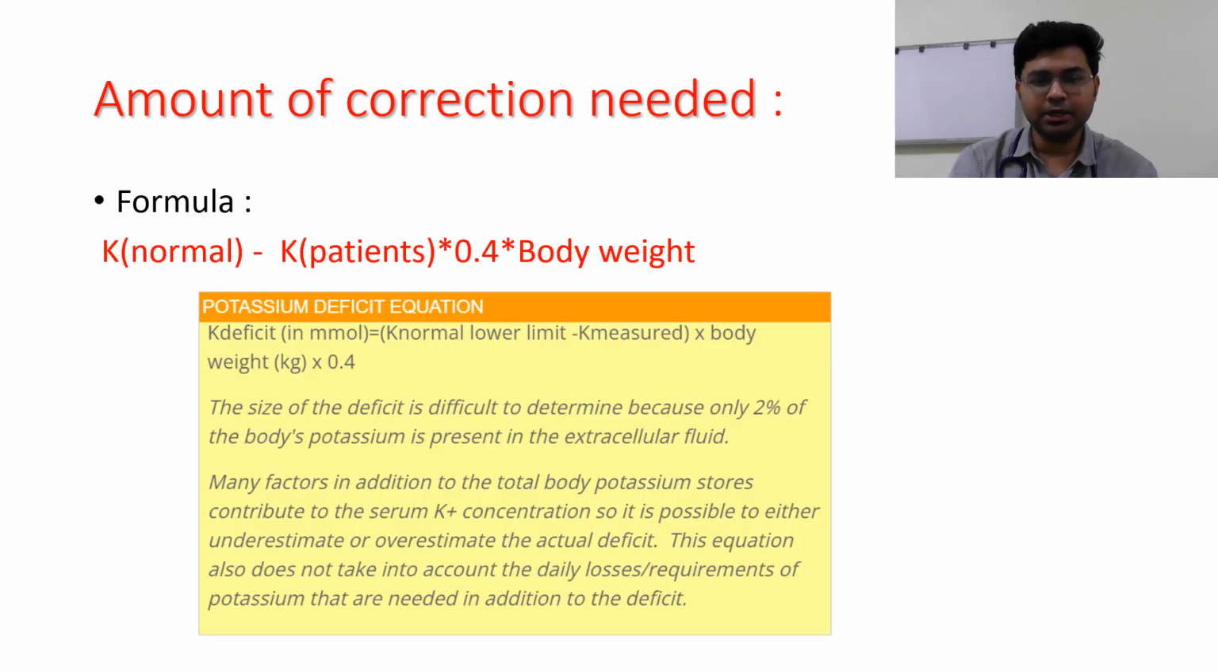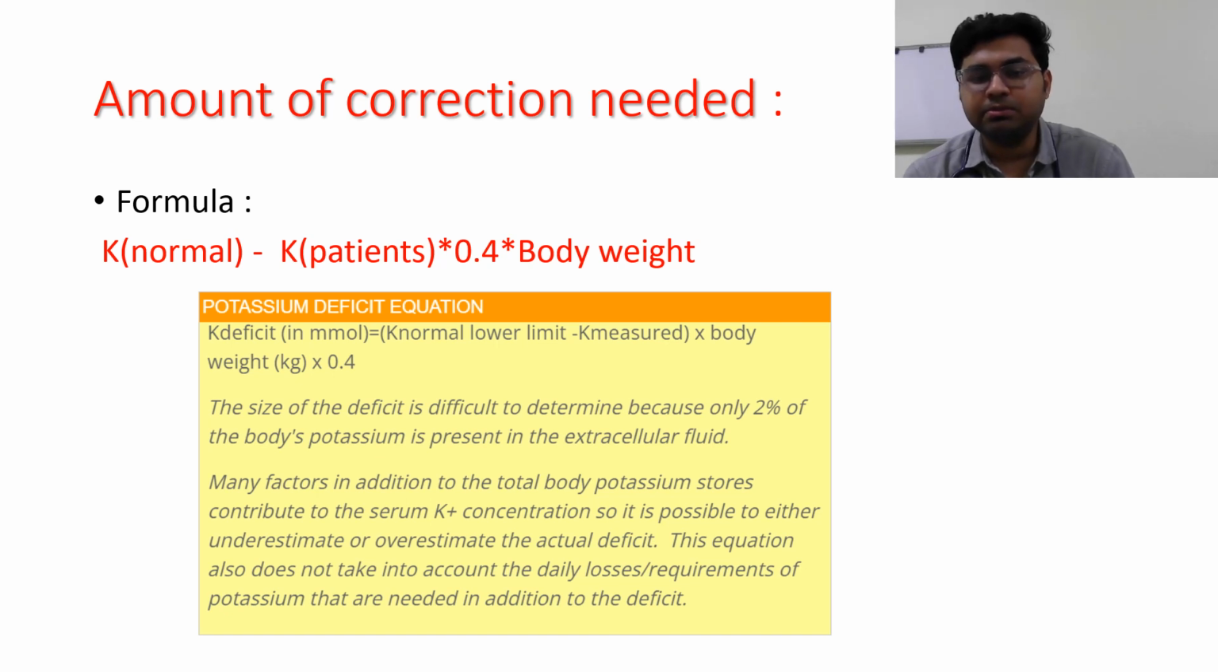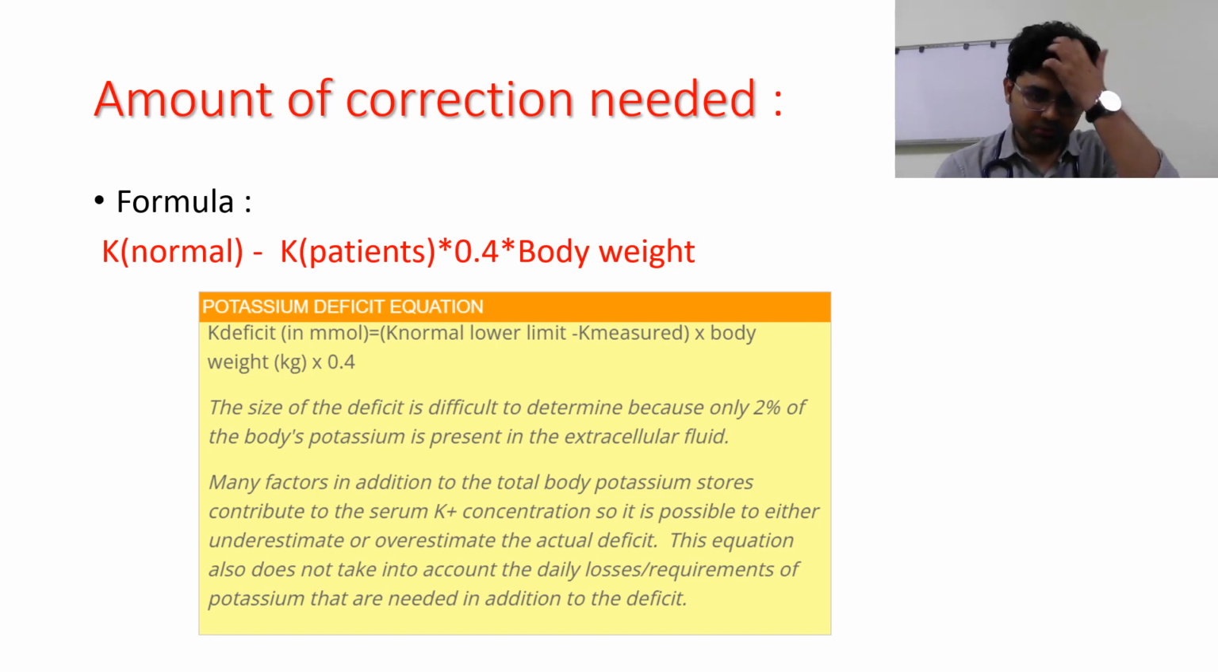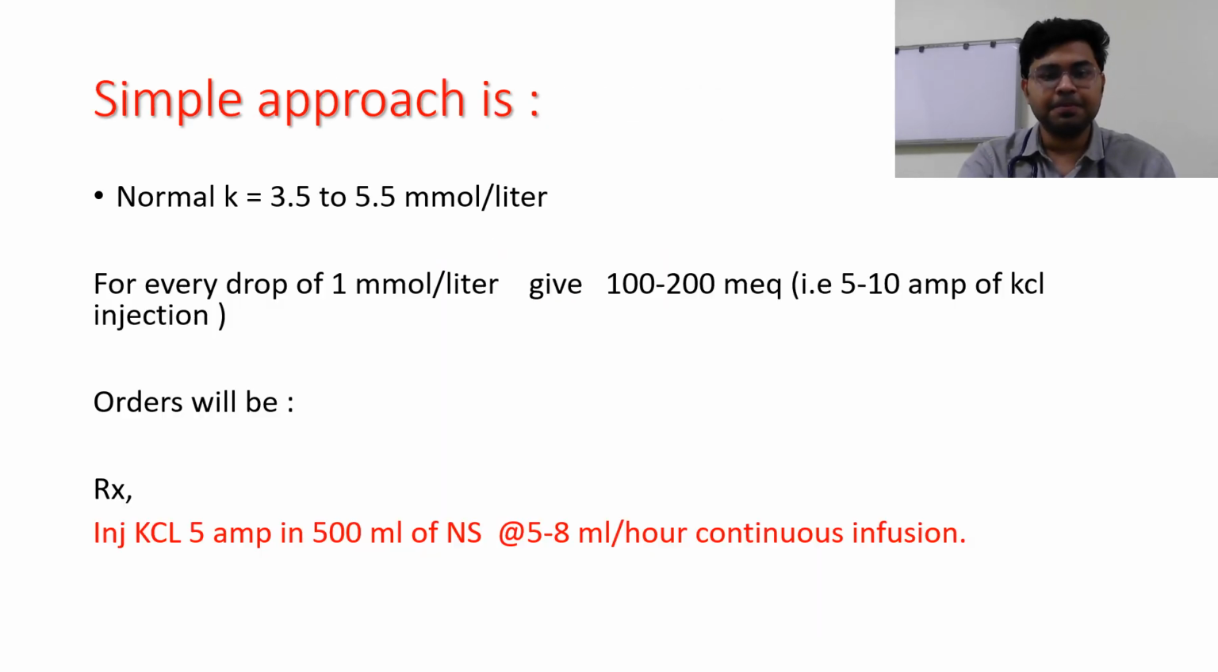So how do you correct the potassium level? Basically, we used this formula in early days. We calculate the normal potassium, subtract the patient's potassium, and multiply by 0.4 into body weight. This was the formula earlier used, but it wasn't found to be very effective just because it doesn't increase the potassium reserve of the patient. It only corrected the momentary deficit.